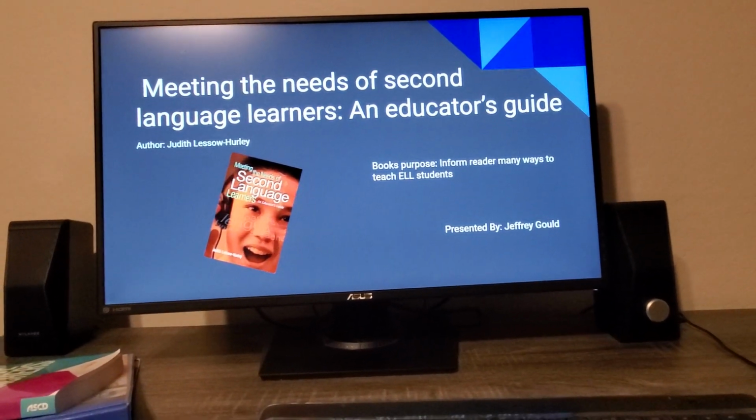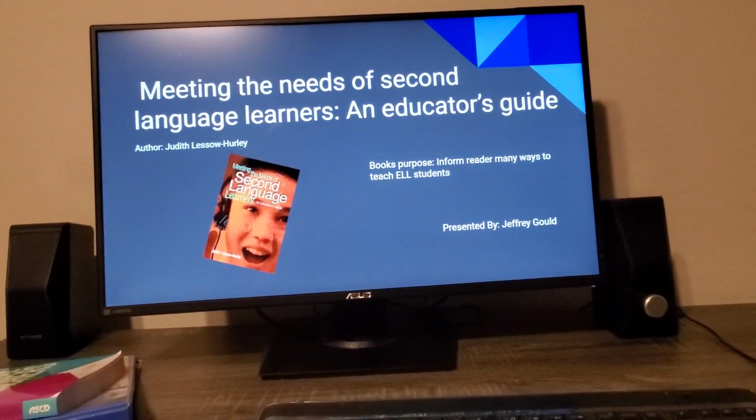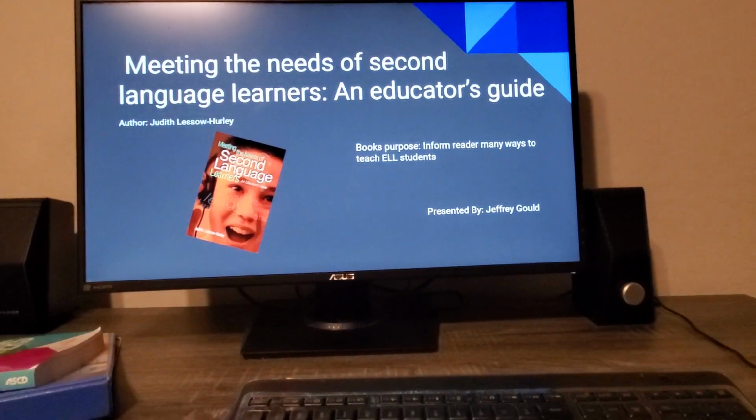by Judith Muzzle Hurley. The book's purpose is pretty much just to inform the reader about many different ways to teach ELL students and the background of ELL students.